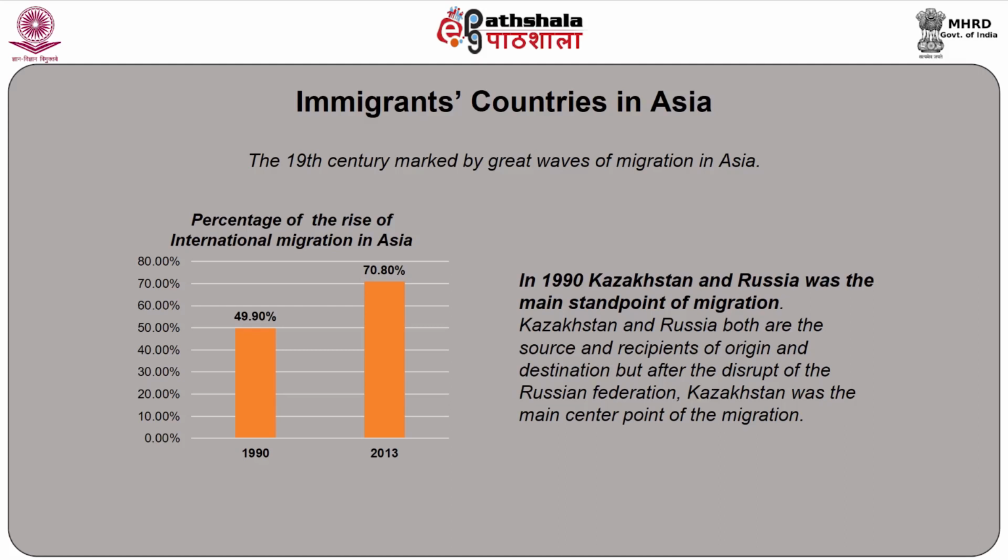In 1990, Kazakhstan and Russia were the main standpoints of migration. Kazakhstan and Russia were both sources and recipients, origin and destination, but after the disruption of the Russian Federation, Kazakhstan was the main center point of the migration.